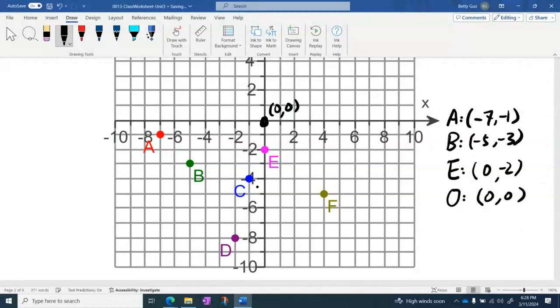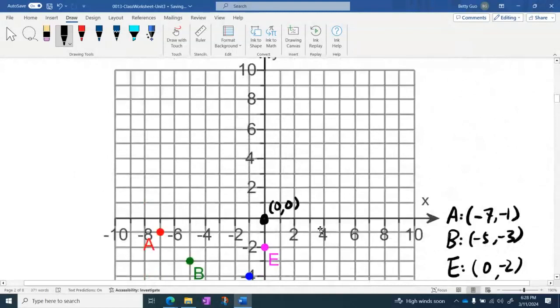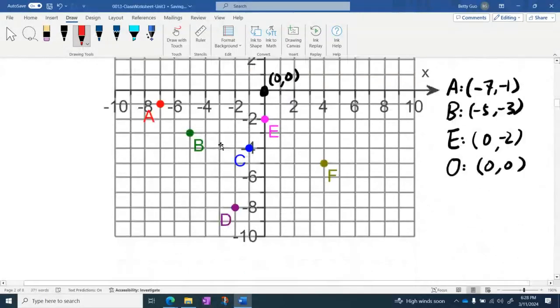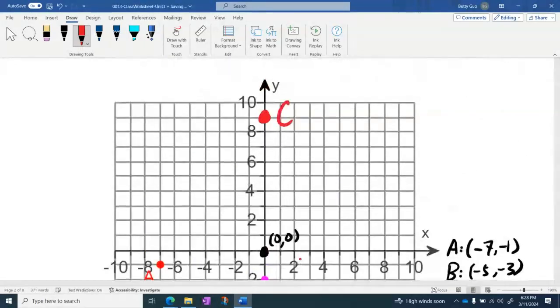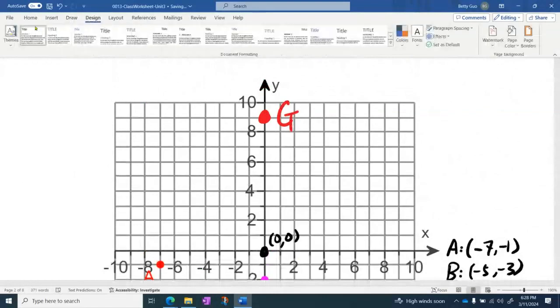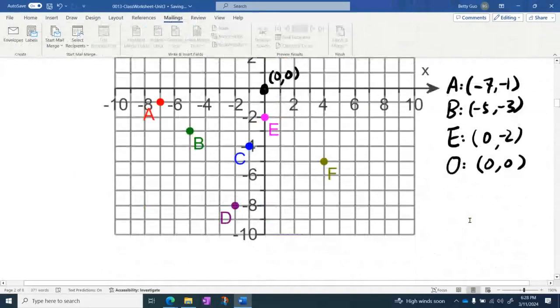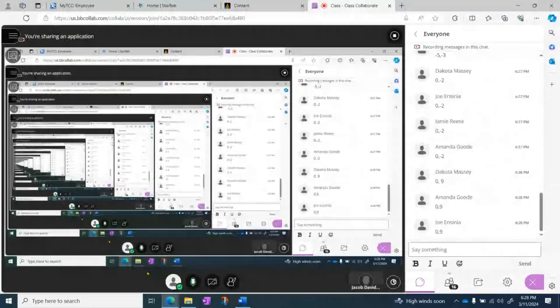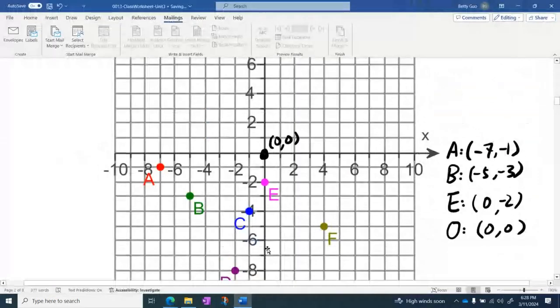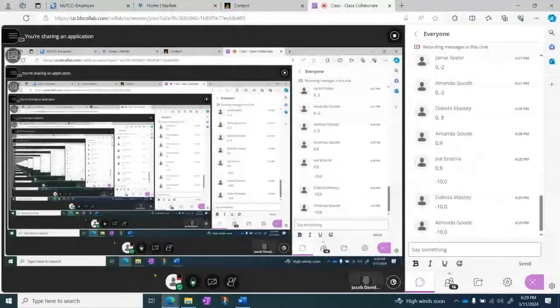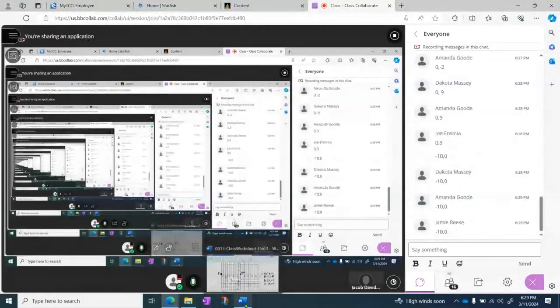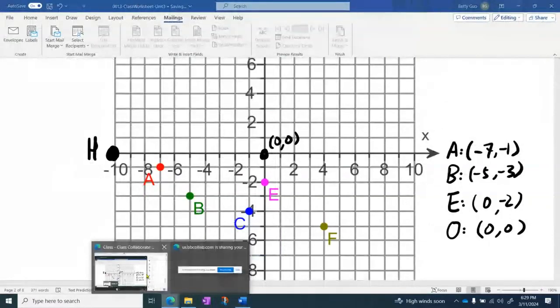Let me see if I have any others. What if I give you one more point? Let's say this point. Let's label it G. Can you help me find the coordinates for point G? (0, 9). Perfect. And if I give you this point, what are its coordinates? Point H. Perfect. Be careful with the order of the coordinates: x first, y after. Exactly. I think you guys are fine. You probably know this already from previous practice.